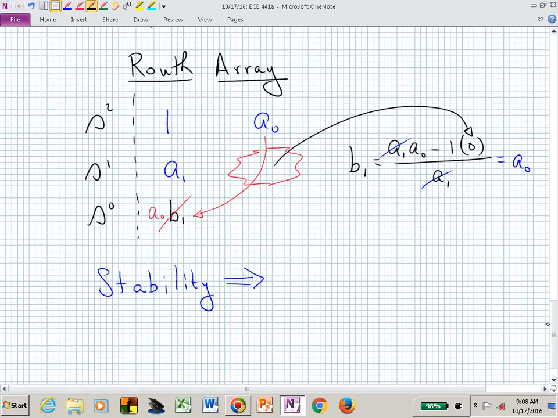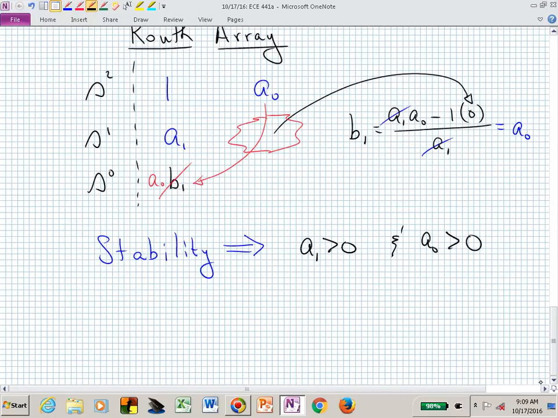And if we want this polynomial to be stable, what does that mean? Or what does that require of this information contained in the Routh array? We don't want any sign changes in the left column. And we're starting with a positive value of 1 since we normalized that coefficient to be monic. So 1 is positive. If we want stability, then we need a1 to be bigger than 0 and a sub 0 to be bigger than 0.